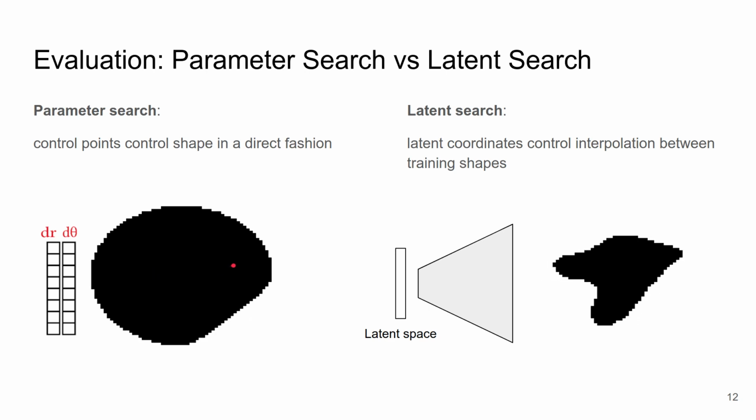Latent search is a little bit different. Here, when we change one of the latent coordinates, the latent coordinates control the interpolation between training shapes, and it's much harder to explain, without visualizing the result, what changing this one parameter actually means.